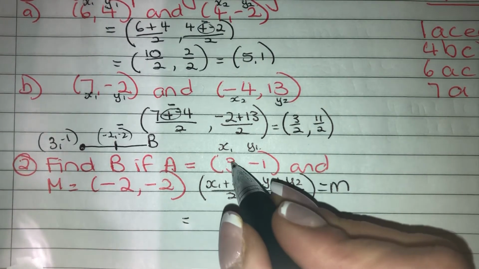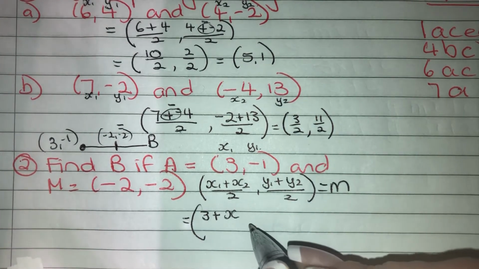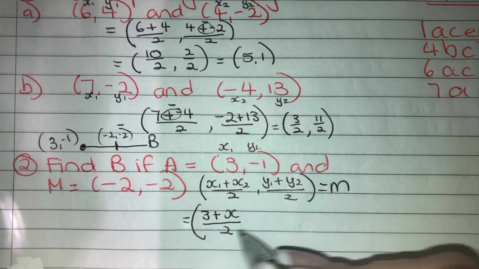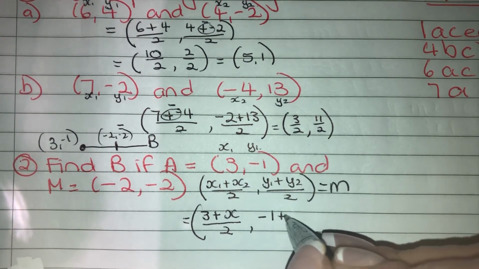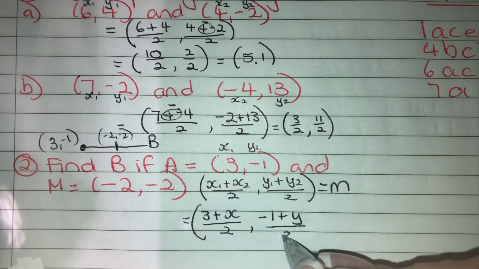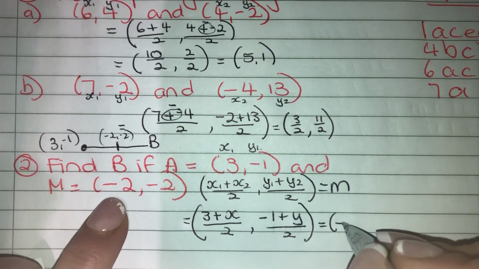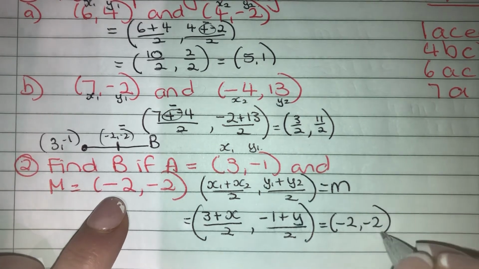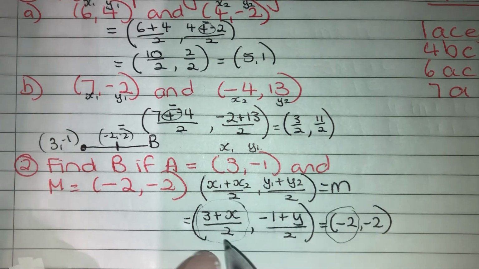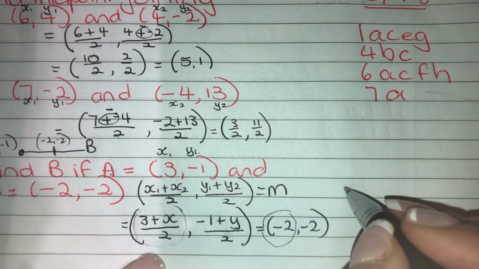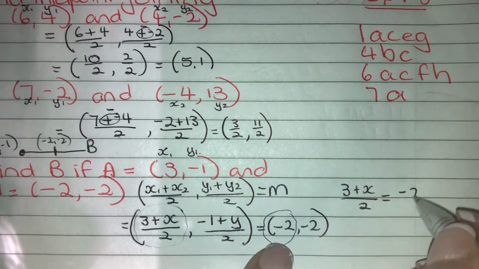So x1 is 3, but we don't have x2, so we're going to put plus x divided by 2, comma, y1 is minus 1, but we don't have y2, divided by 2. And this time we have the midpoint, so we're going to put equals minus 2, equals minus 2, because that's what we're given. Now we've got two separate equations. This says that 3 plus x divided by 2 is equal to minus 2.